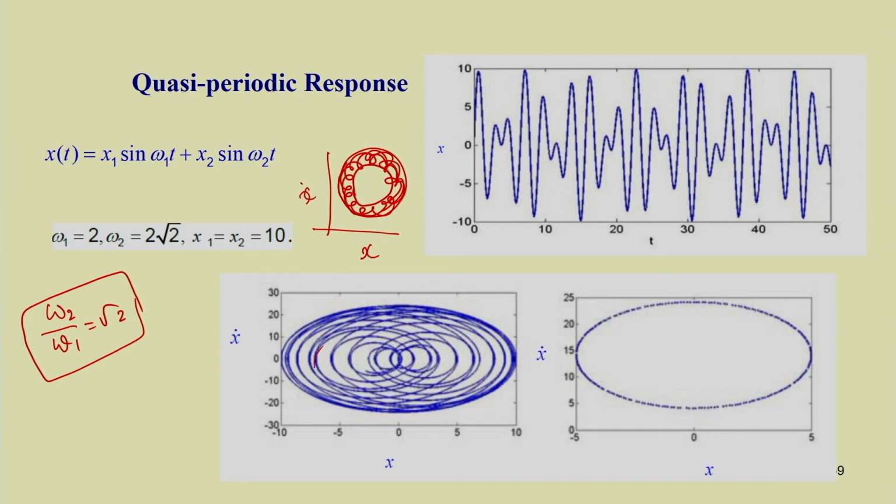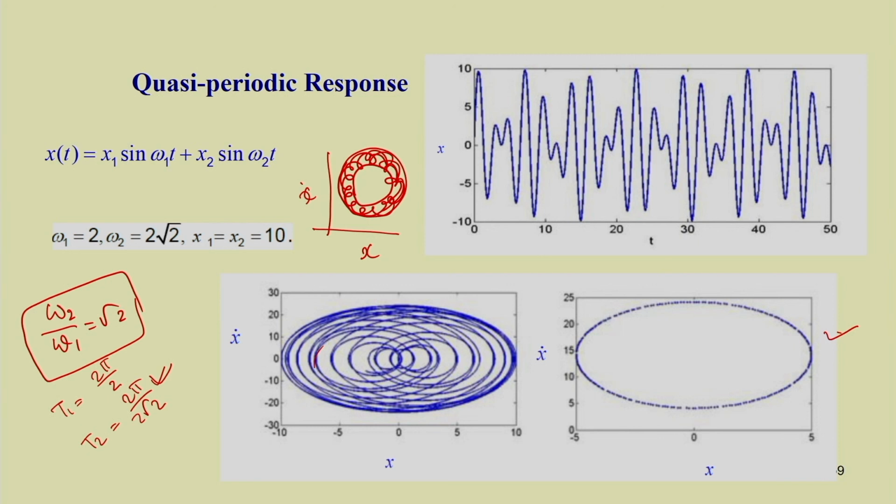If you draw the Poincare section, how do we draw it in this case? Here you have two frequencies, so the time period T1 will be equal to 2 pi by 2 and T2 will be equal to 2 pi by 2 root 2. Taking the lower time period, we can sample the response, and if we plot the sampled points, you can get this plot. You just see the Poincare section is a closed curve.